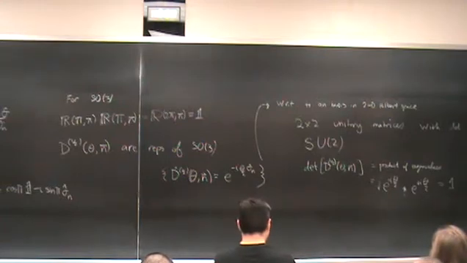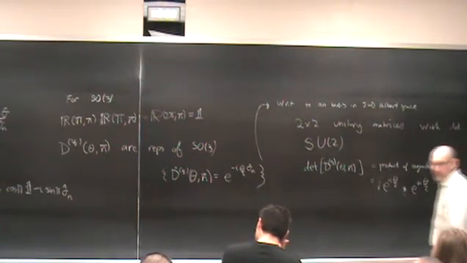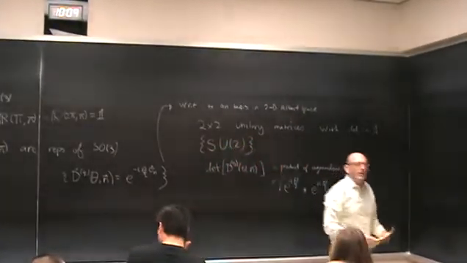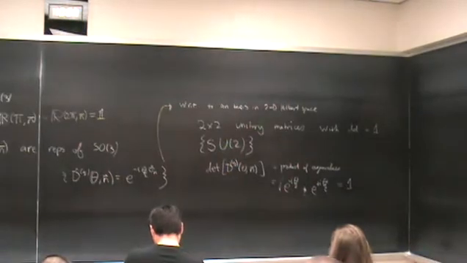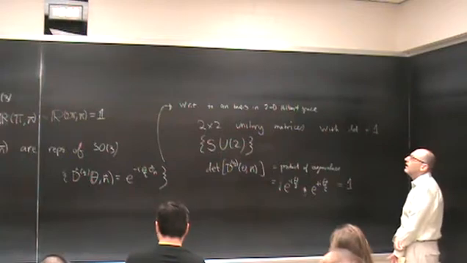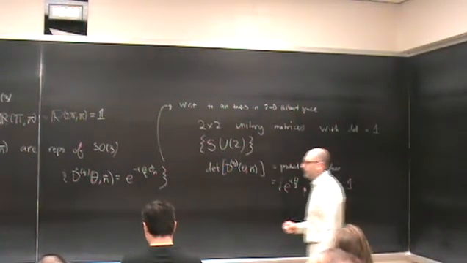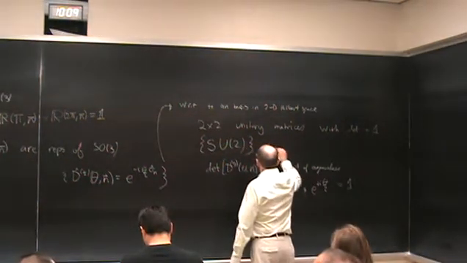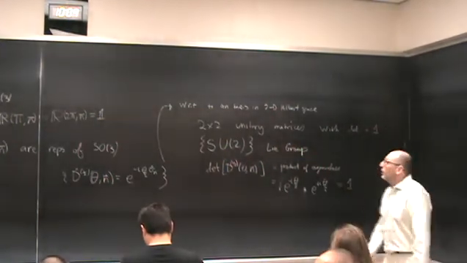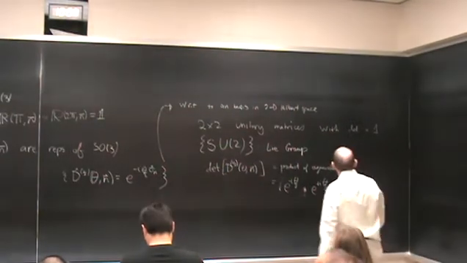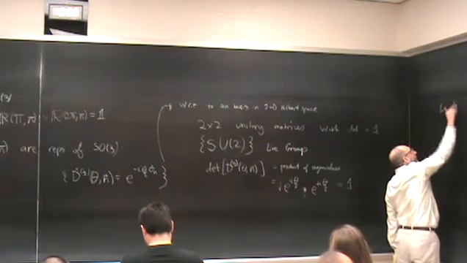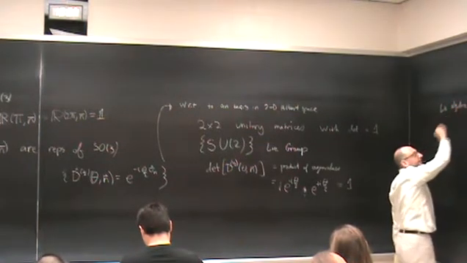So it is the group SU2. Okay? What is the Lie algebra of SU2? It's a Lie group. What is the Lie algebra? Yeah, sort of. Close. Well, good guesses here.